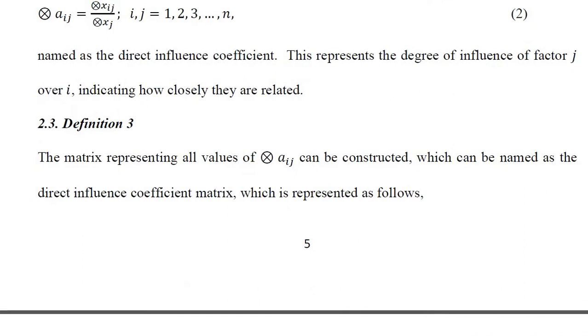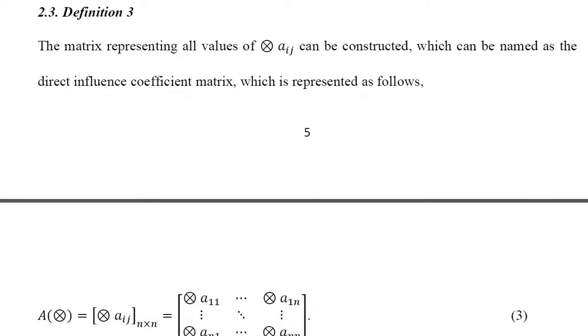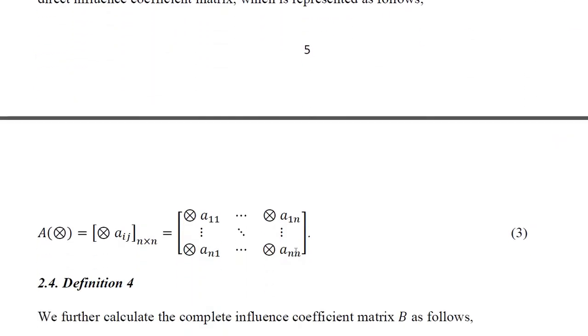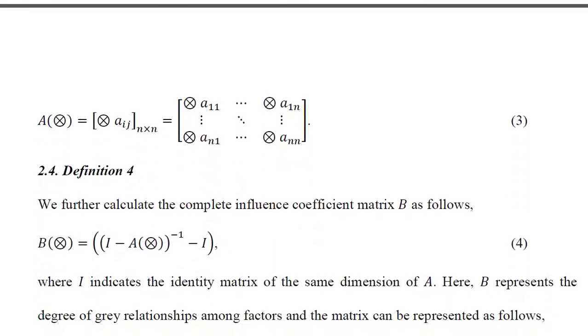Now the matrix representing all the values of aij can be represented. We can represent this in the form of a particular xij value divided by the sum of influence of the factor j, that is xj, calculated for all the values, and it can be represented in the form of a matrix. This constitutes definition 3.